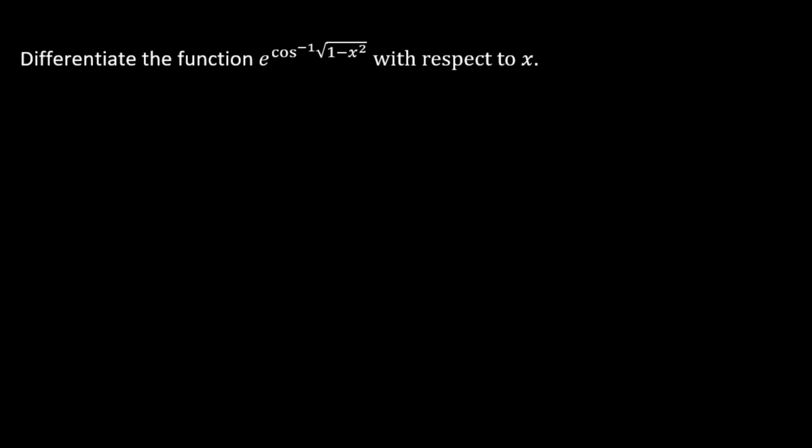So here we have an exponential function given by e raised to the power of cosine inverse of square root of 1 minus x squared. And we need to differentiate this particular function with respect to x. So we begin by writing the function as y equals e raised to the power of cosine inverse of square root of 1 minus x squared.